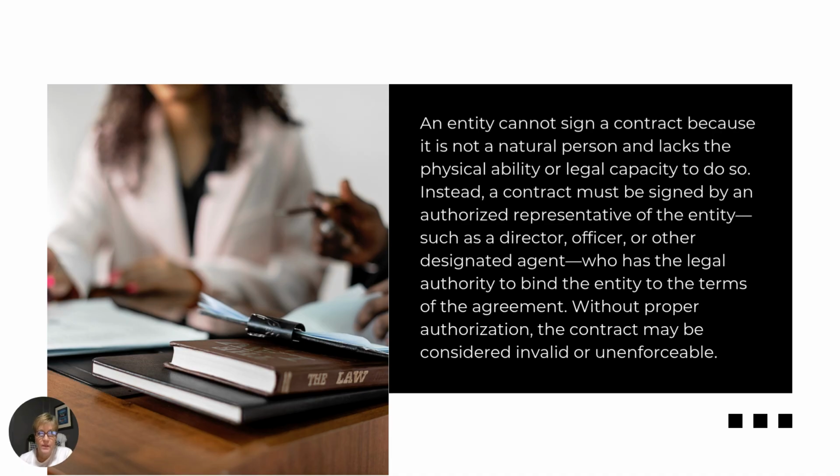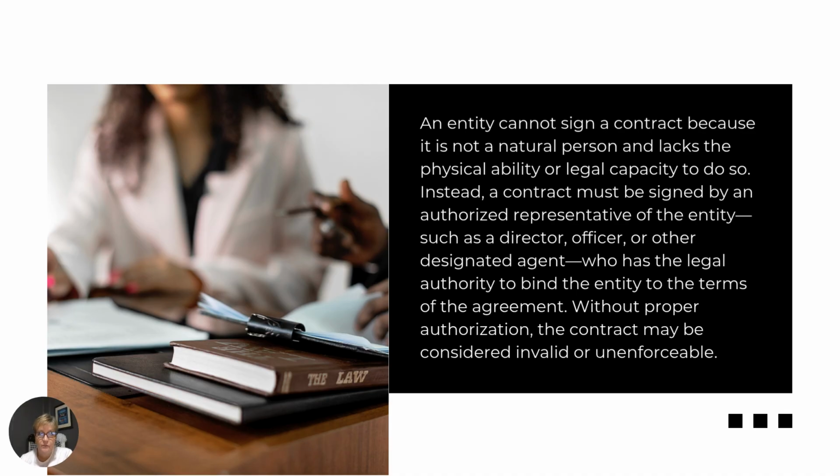The thing to remember with this is an entity cannot sign a contract because it's not a natural person and it lacks the physical ability or the legal capacity to do so. So, anytime we are dealing with an LLC, a corporation, a power of attorney, a trust, an estate, we need to have the entity as whatever they are in the contract. If it's the buyer or the seller, we need to identify the entity, but the signature on the contract needs to be somebody who has the authority to sign on behalf of the entity.